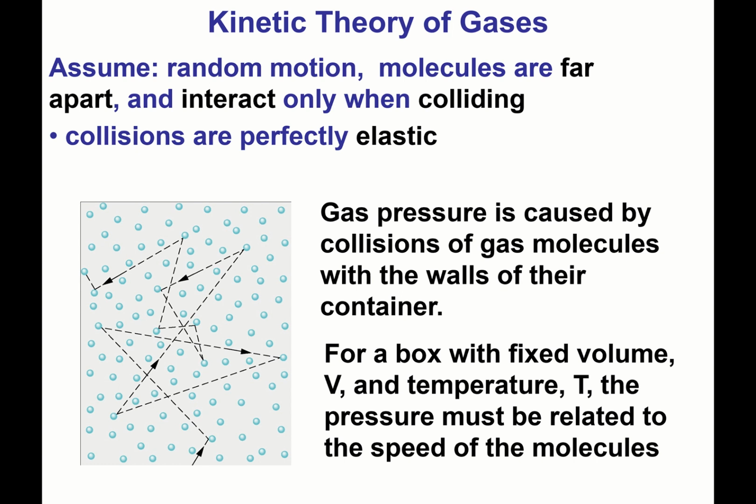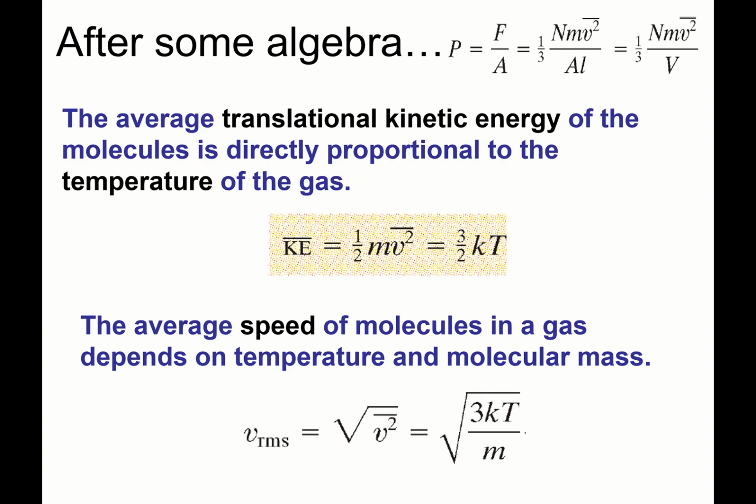So the pressure has to be related to the speed of the molecules. After we do a whole lot of algebra, we find that the pressure has the relationship shown here at the top right. The pressure is 1/3 times N, the number of molecules, times m, the mass of each molecule, times the average velocity squared. So the average of the square of the velocity. The bar means it's the average, and it's the average of v squared.